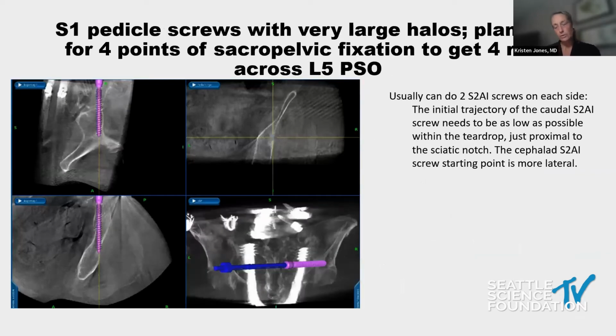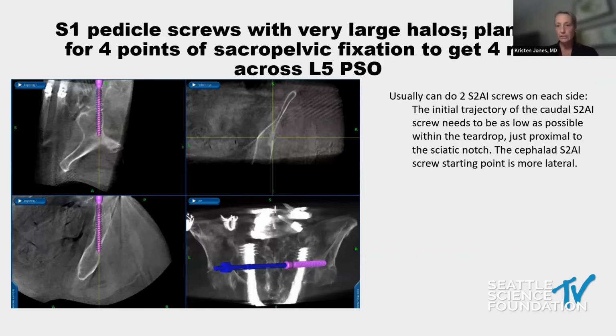One thing that we had talked about in detail is having 4 points of pelvic fixation. In this particular patient, her S1 screws had such large halos that she would have required 10.5 diameter revision screws. So we planned not to do that. That is a very difficult and large screw to put in S1, but we wanted to put in 4 points of pelvic fixation, as we do with most patients who have low lumbar PSOs, to make sure we get 4 rods across the lumbosacral junction for stability.